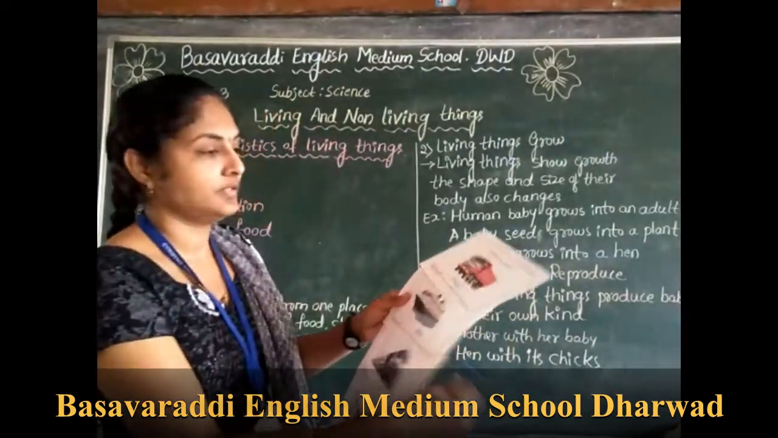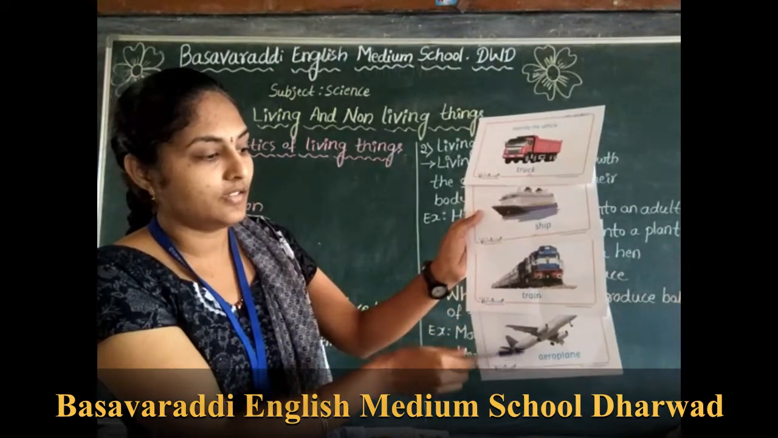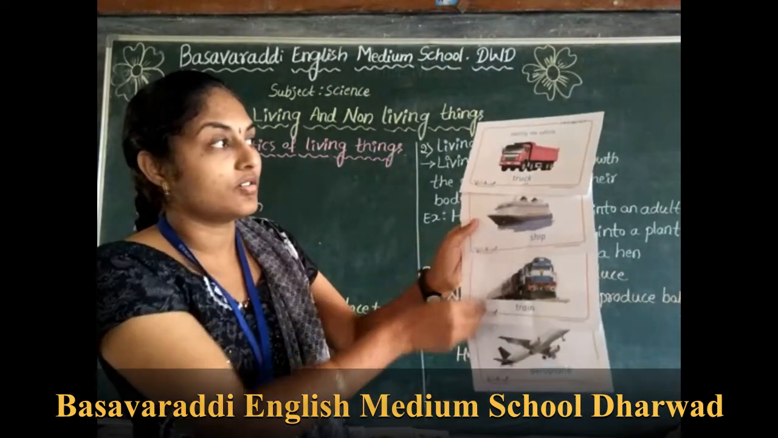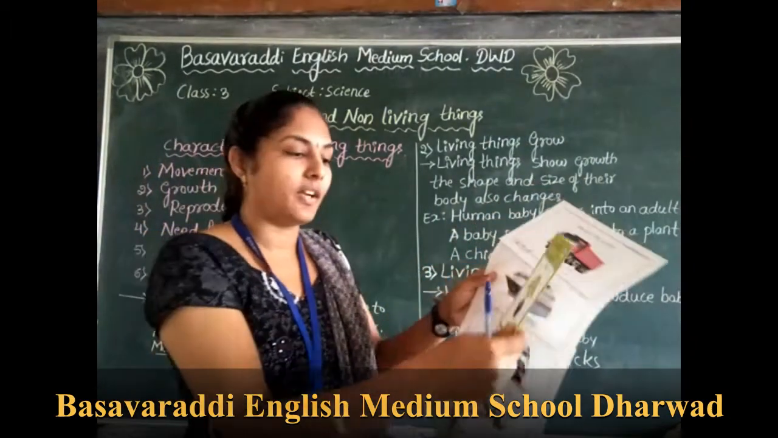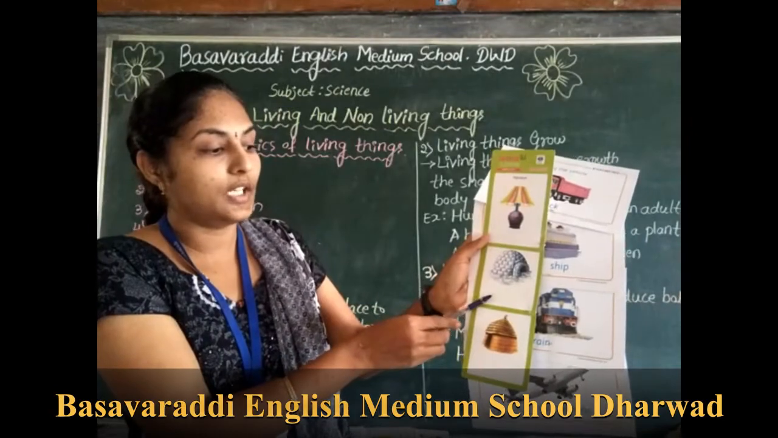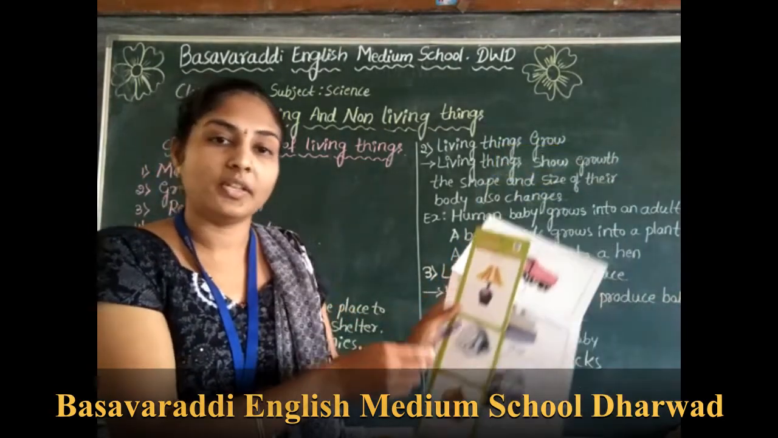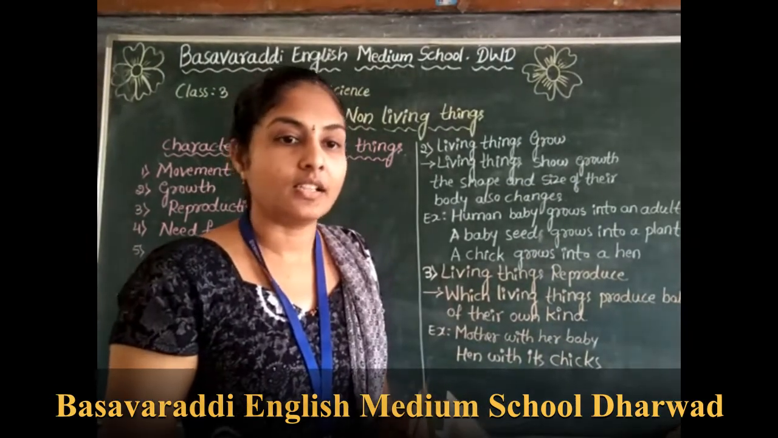Look here. These are the vehicles: truck, ship, train, aeroplanes. These are all transporters. These are the man-made things. These also, the bedland, igloo, hut and building. These are also man-made things.